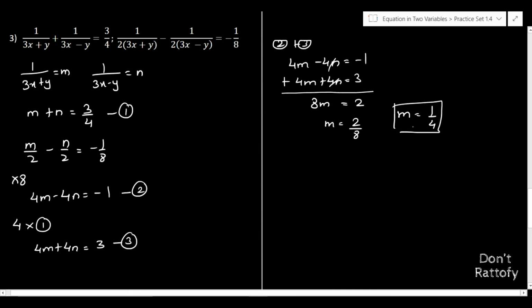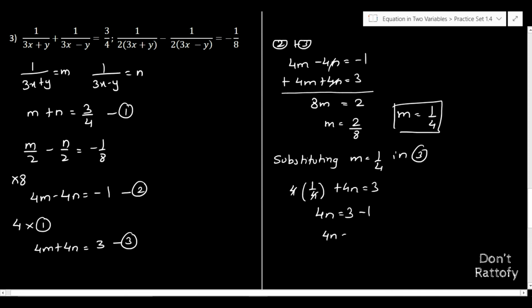Okay. Moving ahead, I will be substituting m is equal to 1 upon 4 in equation 3. I will have 4 multiplied by 1 upon 4 plus 4n is equal to 3. So you can see 4 will be cancelled. So I have 4n is equal to 3. The 1 which I have taken to the right hand side will be minus 1. So 4n is equal to 2. n is equal to 2 upon 4. I have the value of n as 1 upon 2.